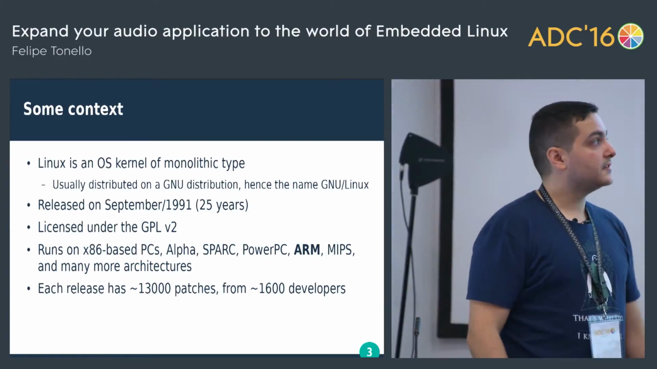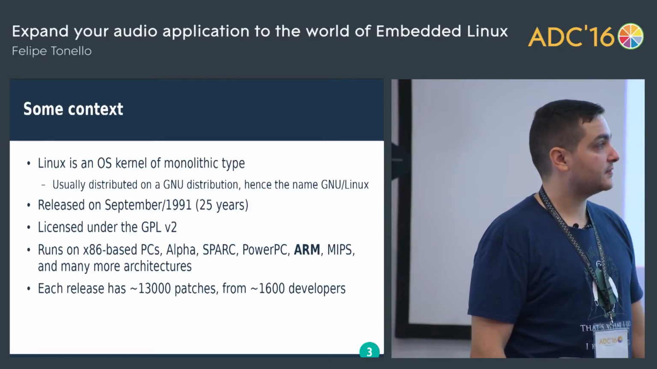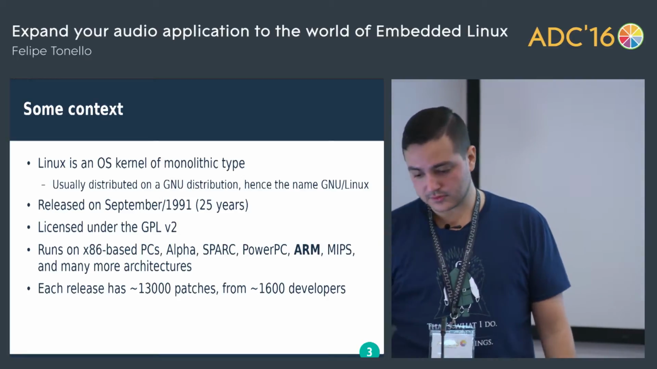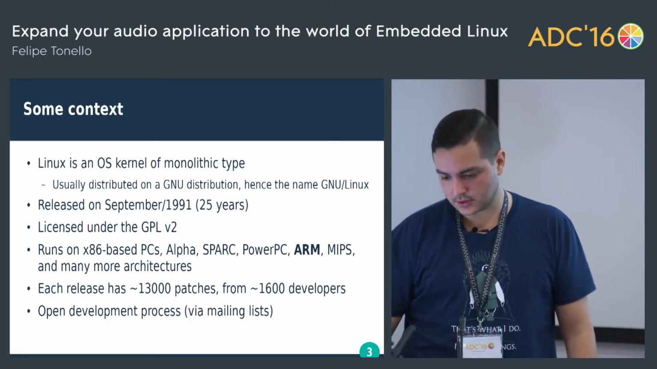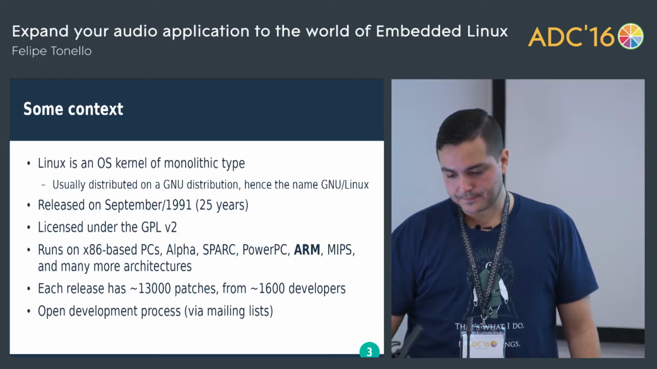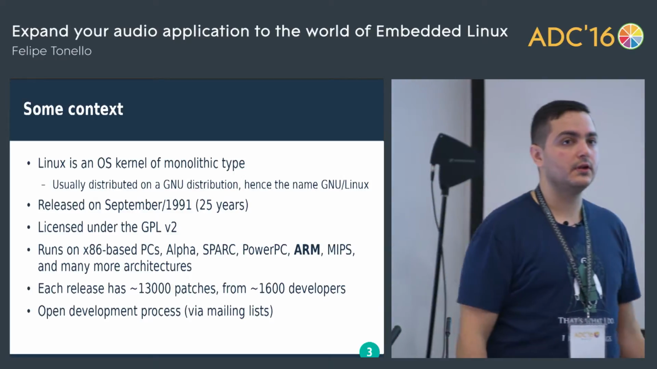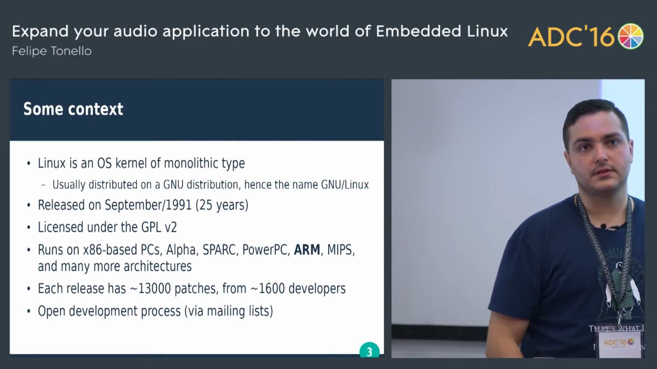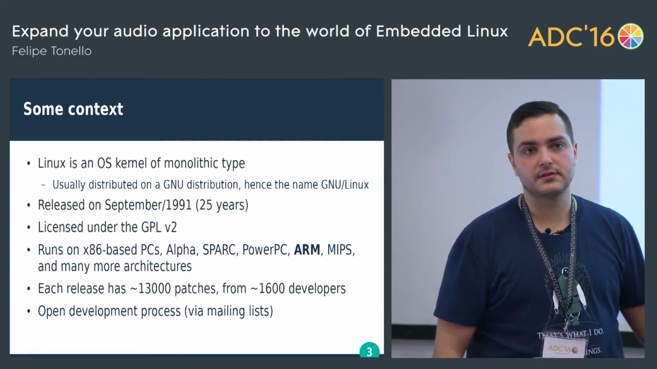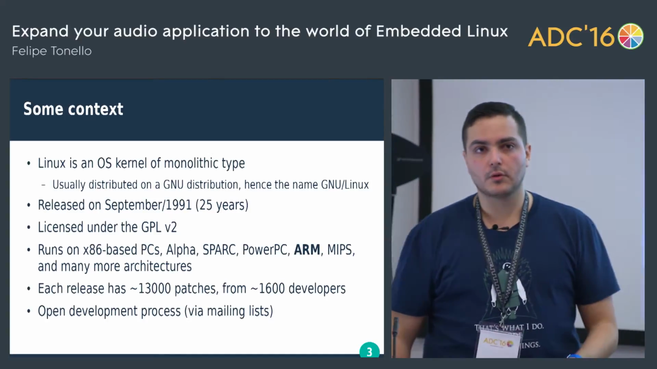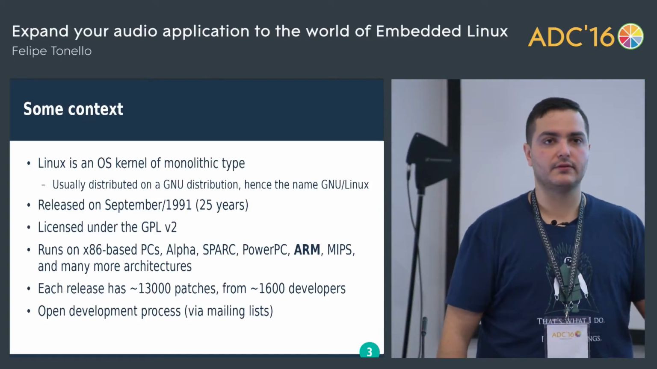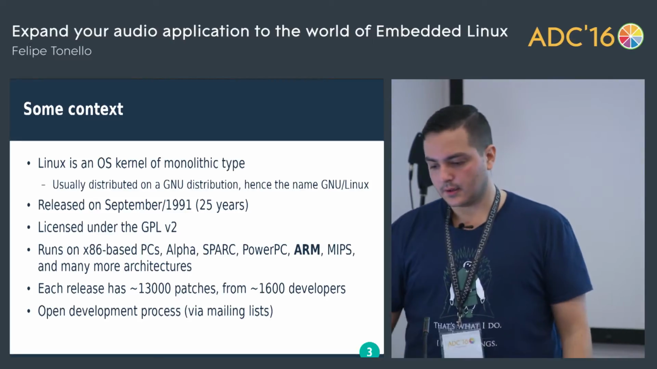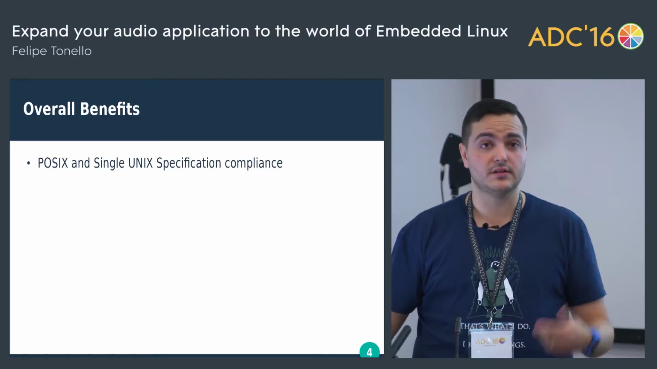Each Linux release has around 13,000 patches from 1,600 developers, roughly, over the last few years. So it's a lot of people working on each release. And it's a completely open development process model via emails, basically. So you send your patch to a mailing list, and people will review your patch, will discuss whatever needs to be discussed, all in an open mailing list, so everyone can see the development and what is going on.